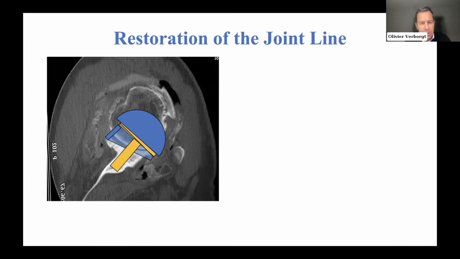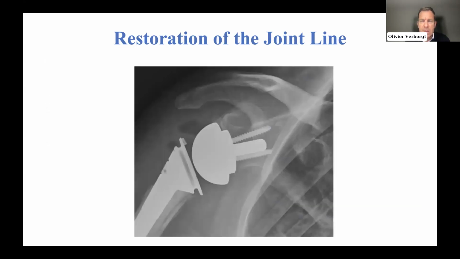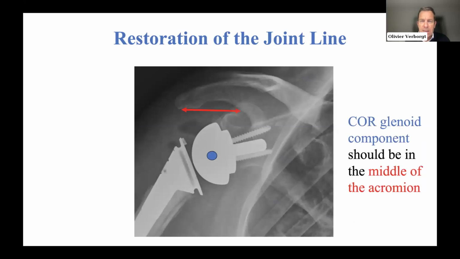But it's also important, like I said, to restore the joint line and get the right inclination and version in these cases. In theory, you could look at the base of the coracoid, which in a normal situation is about 8 millimeters away from the articular surface in females, and about 10 millimeters in males. Now, this is more theory than practice. What I sometimes use in practice, or what I like to use, is that I think the center of rotation of the glenoid component should be in the middle of the acromion. This is how I try to get the glenoid back into the right position.